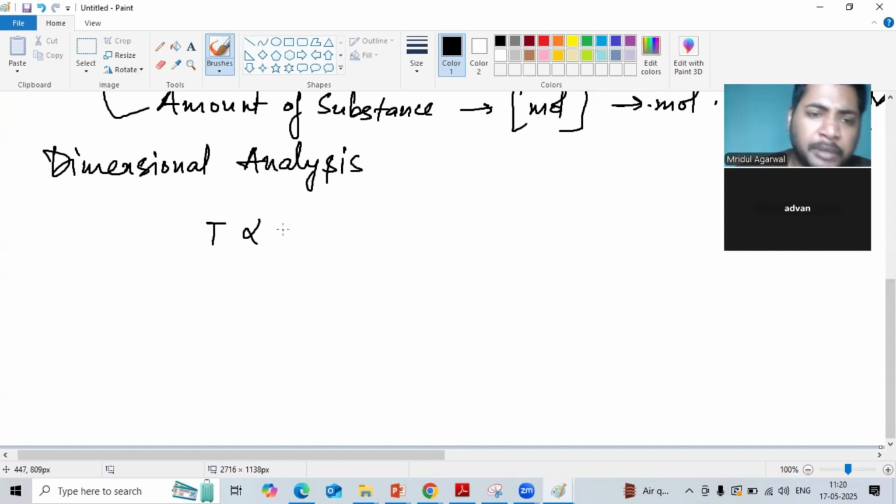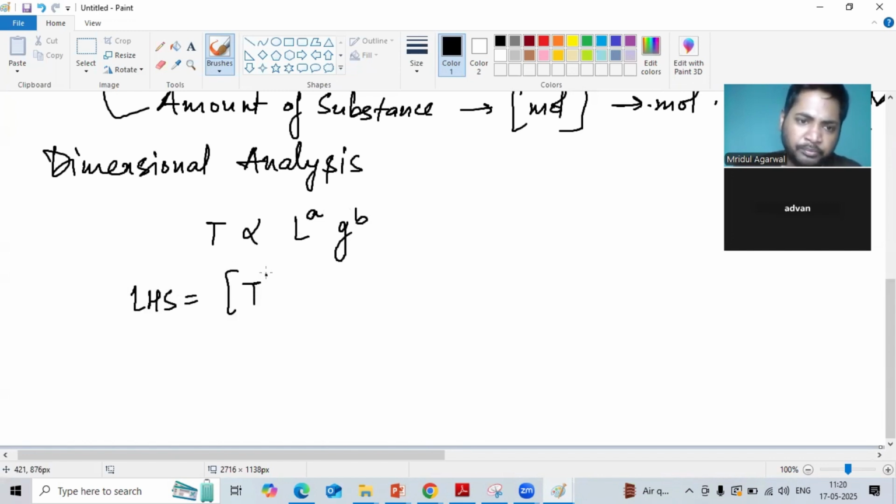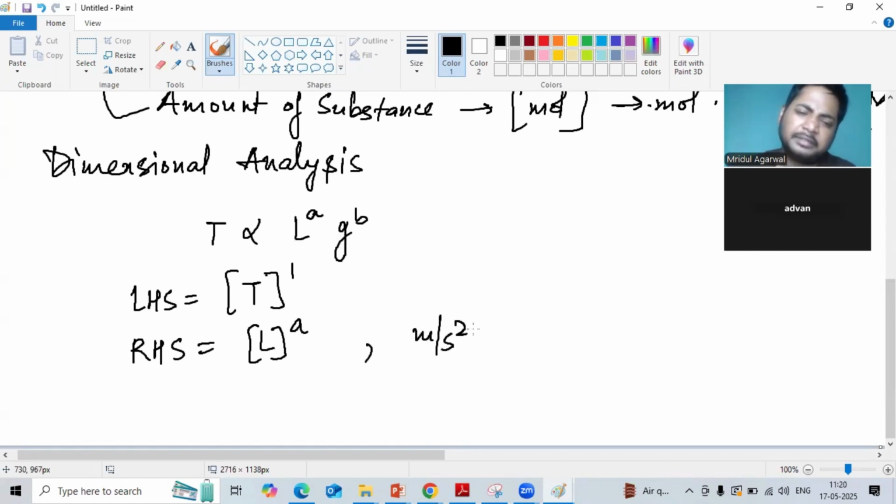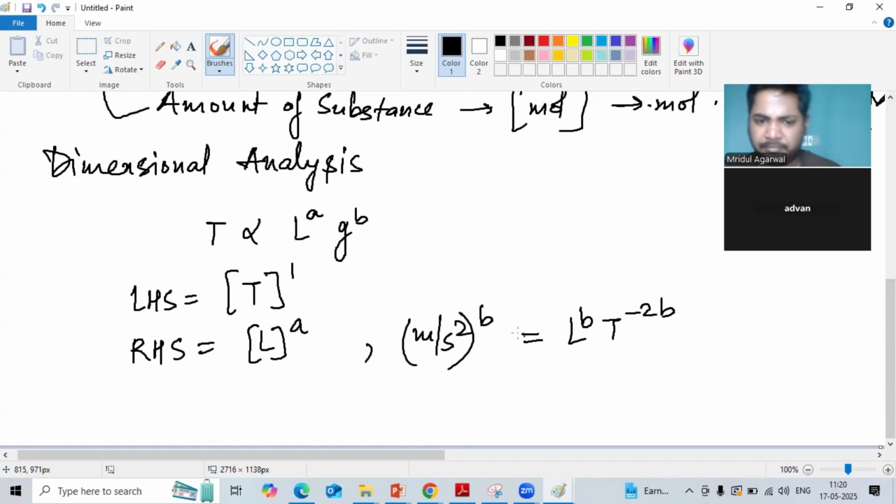So we know that time period can be derived on the basis of L and G. So I know that there is some power of L, some power of G, correct? Now I know that from the left hand side, what is the dimension? So this is time to the power 1, okay? And from the right hand side, L is having the power of A, isn't it? And G is given as what? Meters per second square, correct? So this is to the power B. So what should I write? I will write L to the power B and then T to the power minus 2B, correct?